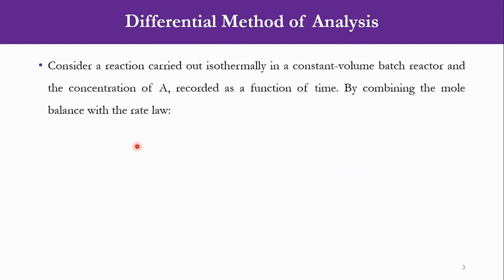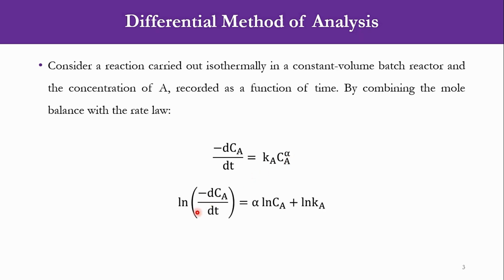So talking about the differential method of analysis, let's assume a reaction which proceeds isothermally in a batch reactor having constant volume, and the change in concentration of A is recorded as a function of time. So if we apply the mole balance and rate law concepts and combine these, we get minus dCA over dt is equal to kA CA raised to power alpha, where kA is the reaction rate constant. And if we take natural log of it, we get natural log of minus dCA over dt is equal to alpha natural log of CA plus natural log of kA. And this becomes the straight line equation y is equal to mx plus c.